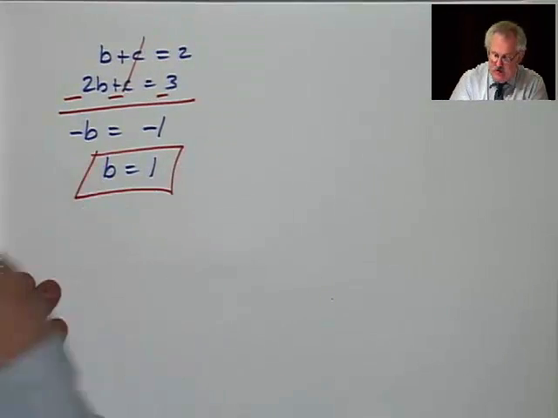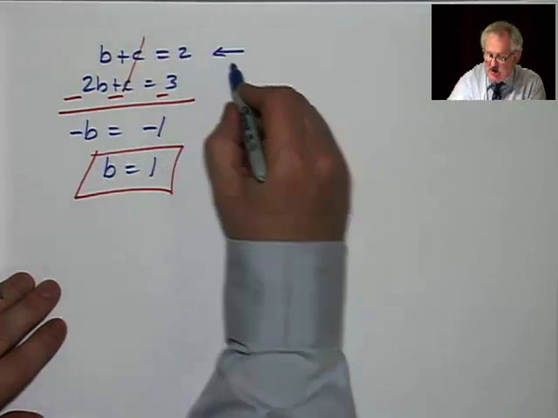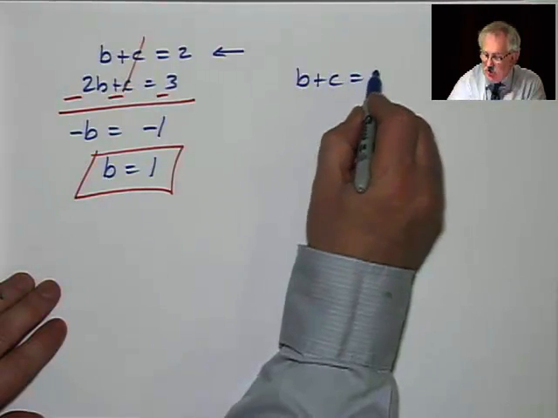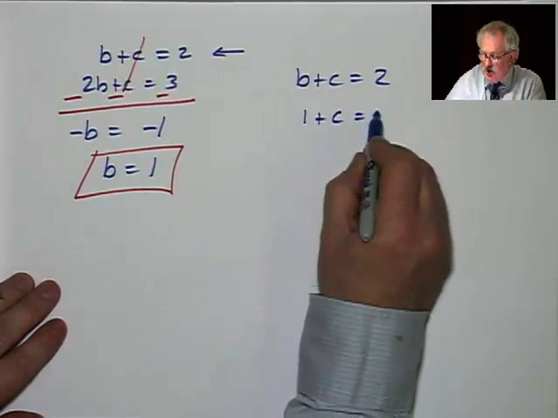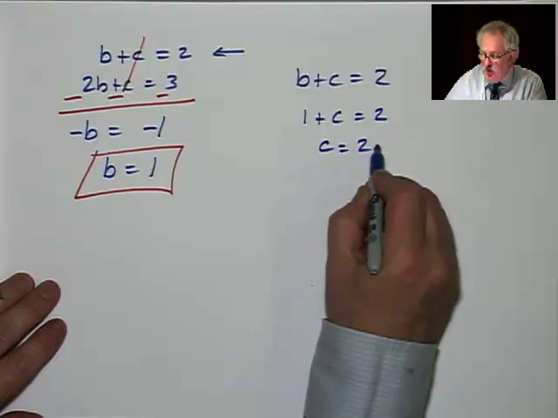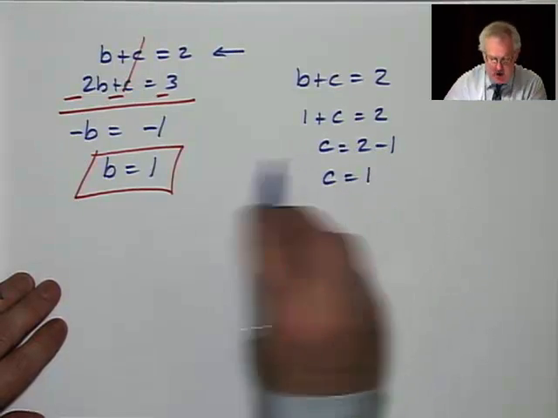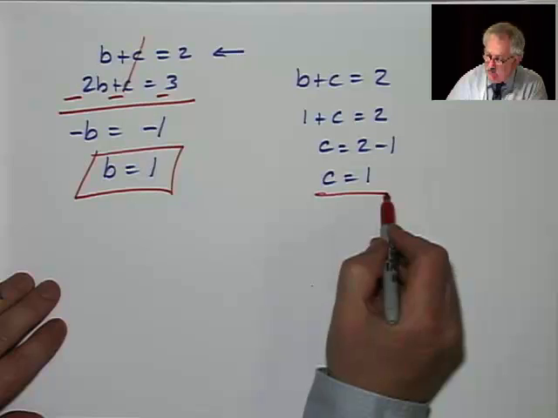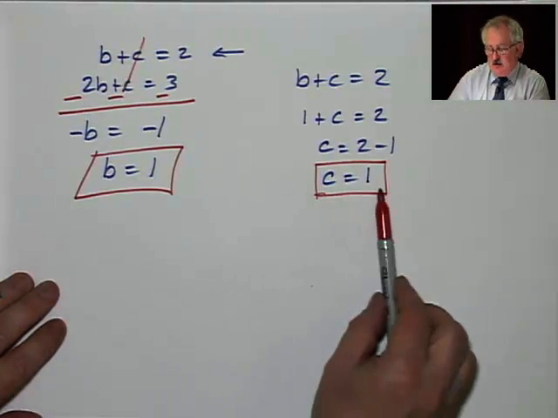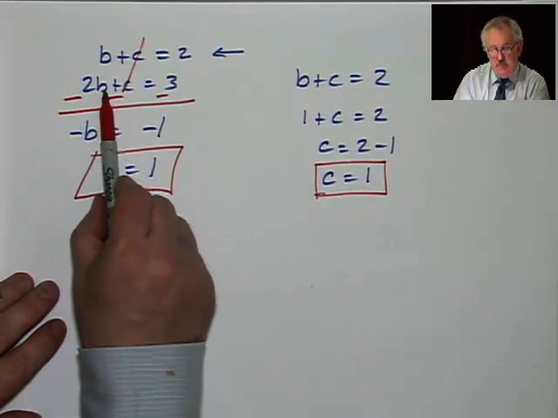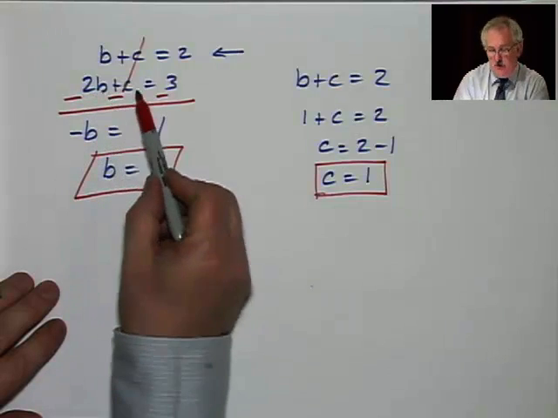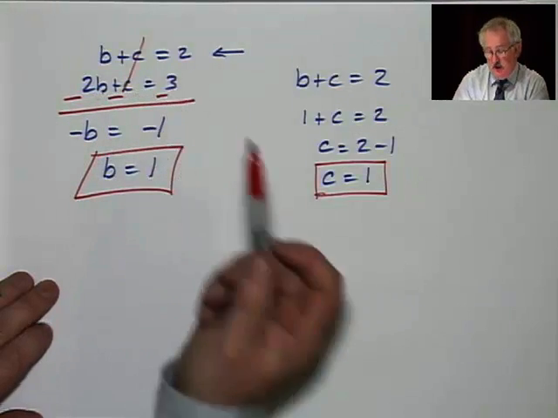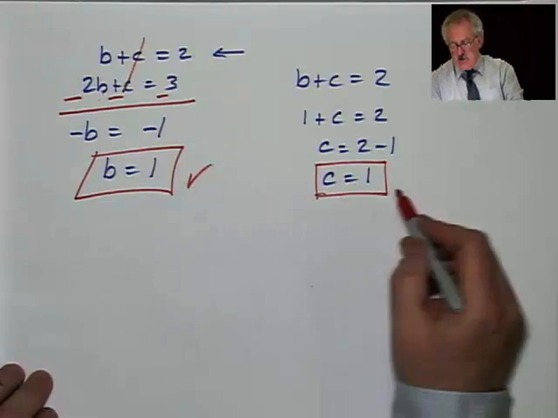b is 1. Well, if b is 1, we go to the first equation and we say b plus c is 2. 1 plus c is 2. c is equal to 2 minus 1. c is equal to 1. We've got c is 1. Does that work for the second equation? Well, checking, 2 times 1 plus 1 is 3. 2 plus 1 is 3. It's correct. So b is 1, c is 1.